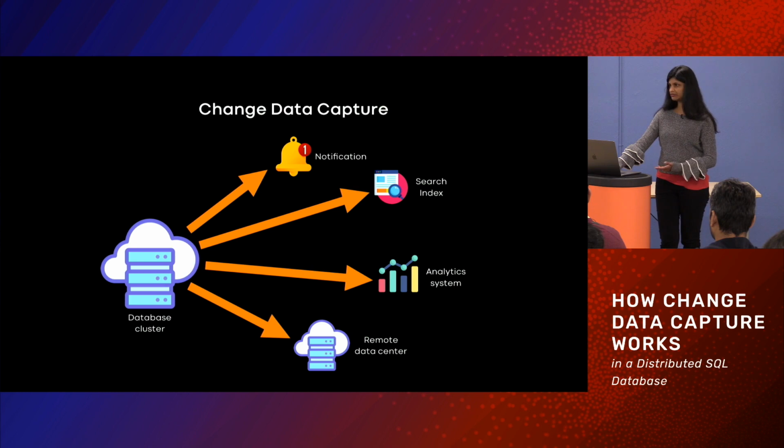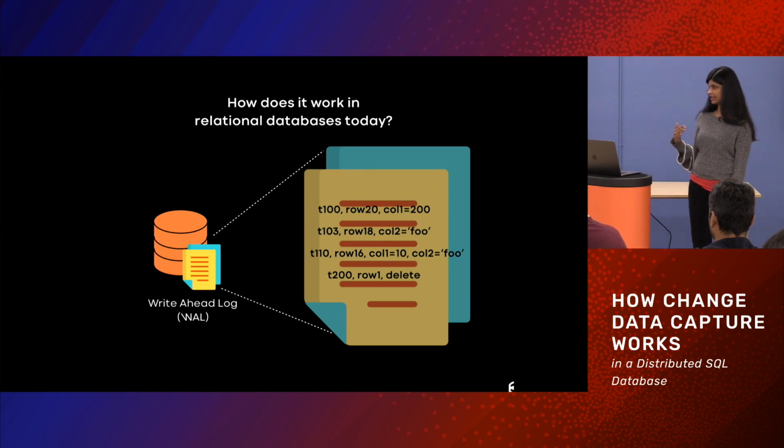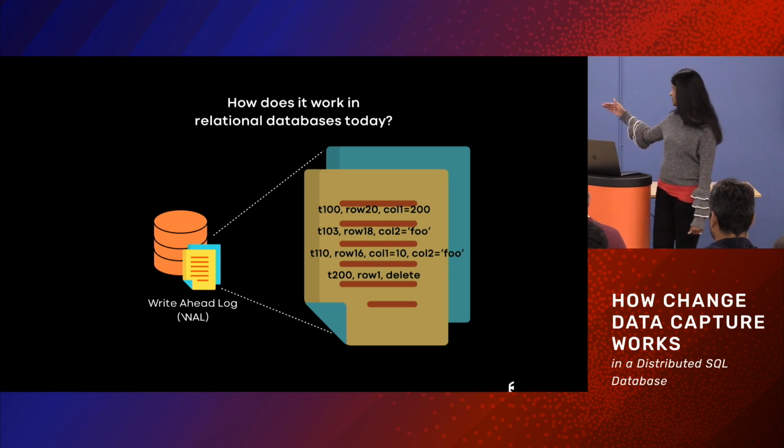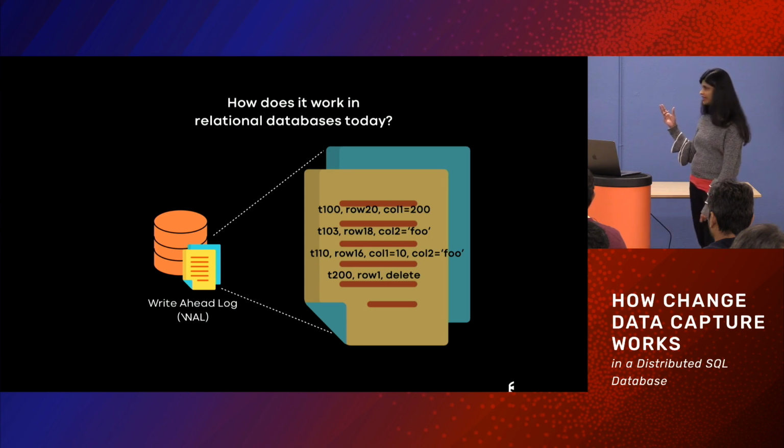Now, change data capture is a pretty widely known concept. It's done today for most databases. So what does it really involve, right? How does it work today in relational databases? All relational databases have what is known as a write-ahead log. Whenever any data is written into the database, it first gets written into a write-ahead log. A typical write-ahead log will consist of rows like this: at time 100, row with ID 20 got written, and I set the column 1's value to 200. At time 103, row 18 got written, and I wrote the value of column 2 to foo.